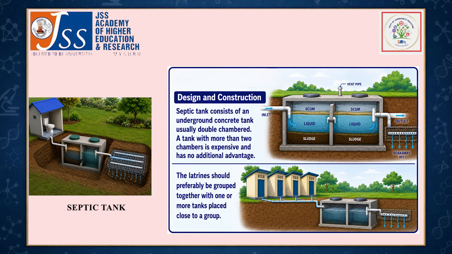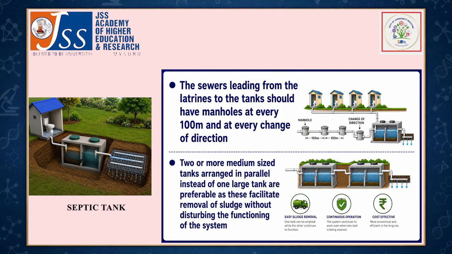Design and construction. Septic tank consists of an underground concrete tank, usually double chamber. A tank with more than 2 chambers is expensive and has no additional advantage. The latrines should preferably be grouped together with one or more tanks placed close to a group. The sewers leading from the latrines to the tanks should have manholes at every 100 meters and at every change of direction. 2 or more medium-sized tanks arranged in parallel instead of one large tank are preferable, as these facilitate removal of sludge without disturbing the functioning of the system.